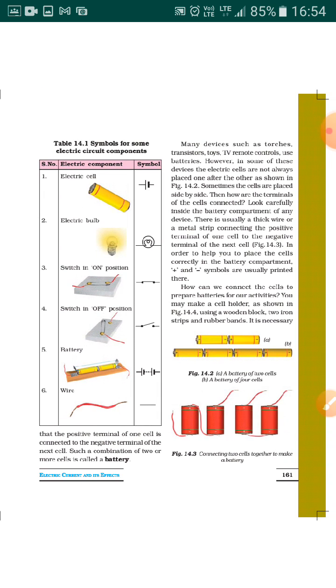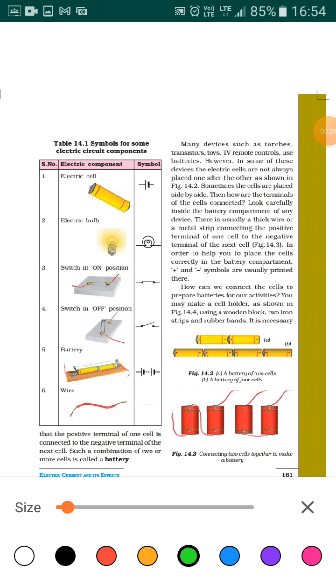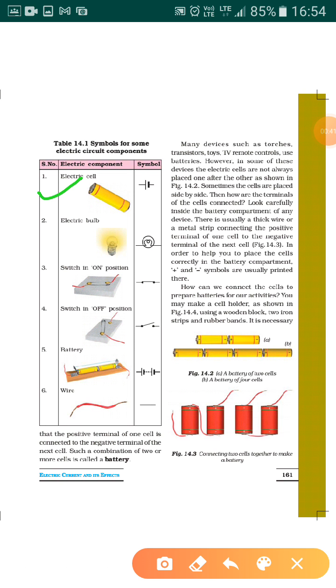Now let's get started. With the help of some symbols we will know different electric components. You can see here different electric components are cell, bulb, switch in on position, in off position, battery and wire. You can see this is the conducting wire which conducts the electricity. Battery is shown like this.